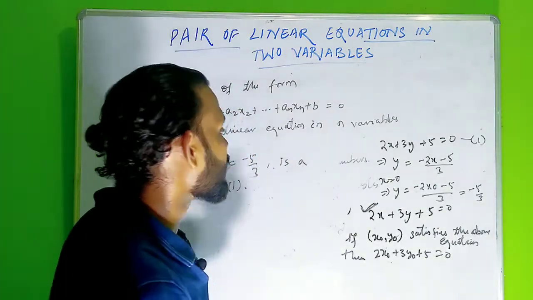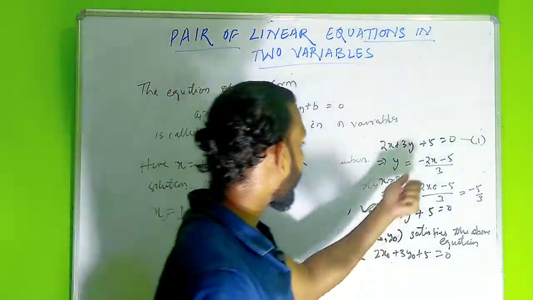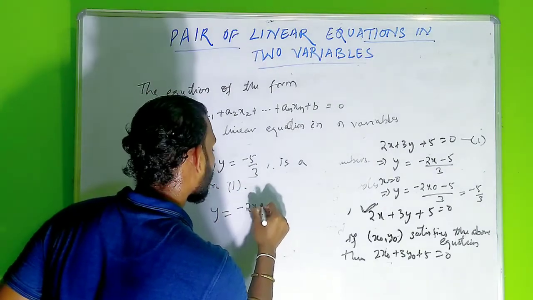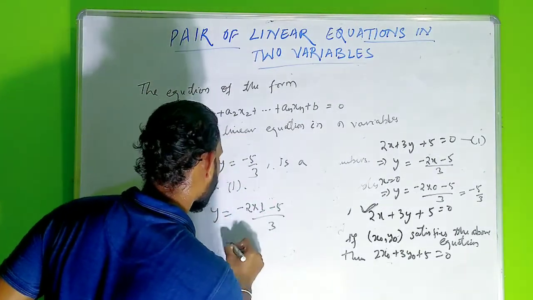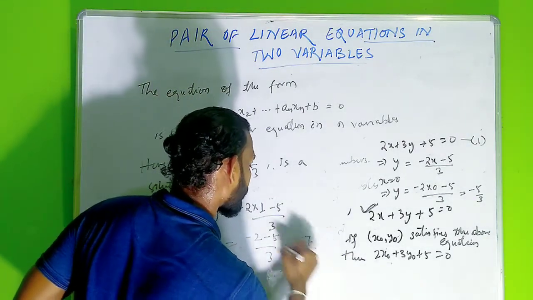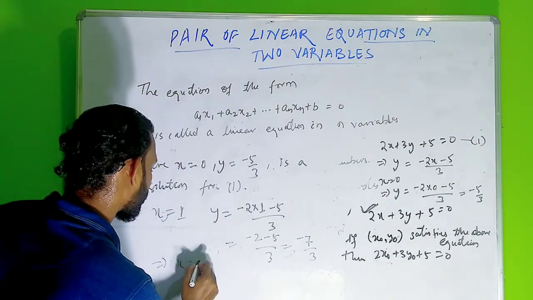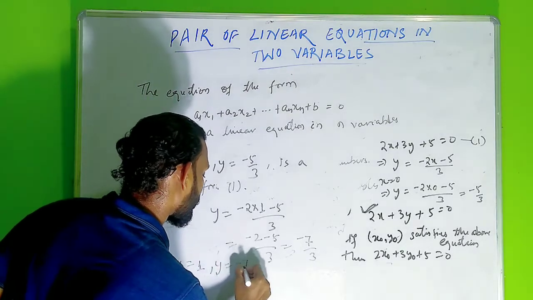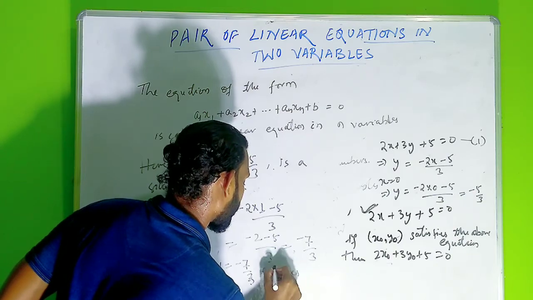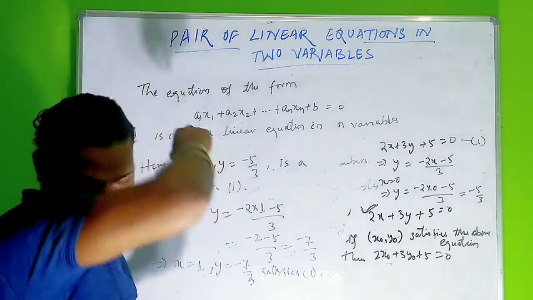So you can say yes. If x is equal to 1, then y is equal to minus 2 into 1 minus 5 by 3, so that will be equal to minus 2 minus 5 by 3, so it is minus 7 by 3. Okay, so that implies x equal to 1, y equal to minus 7 by 3 satisfies equation 1. So this will also satisfy equation 1.